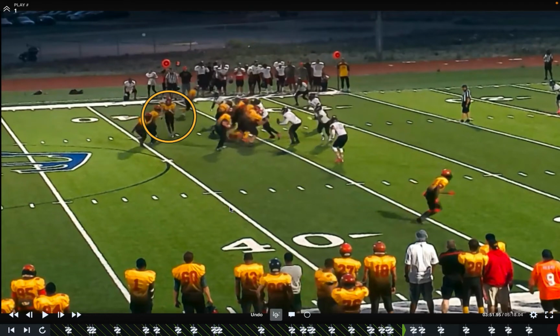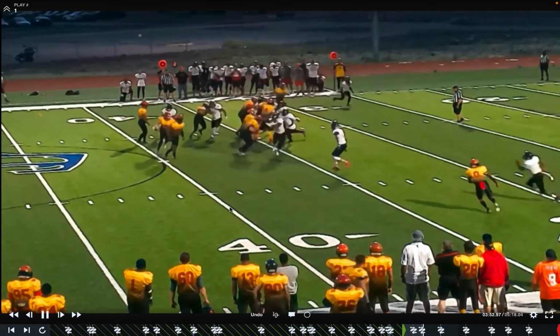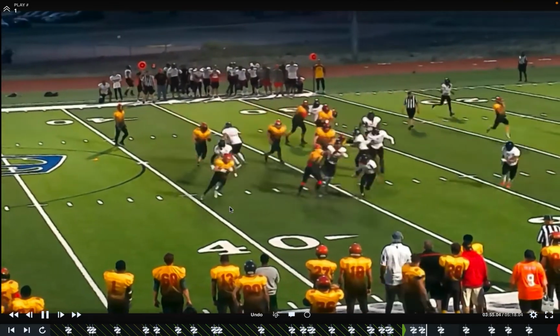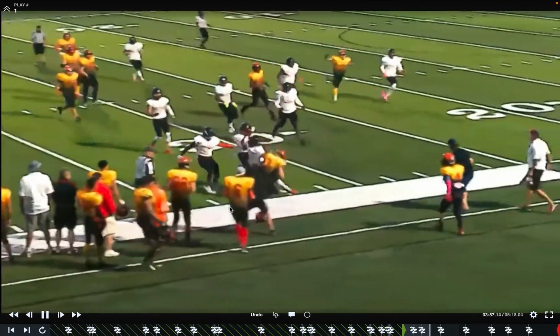In this case, again, go ahead and shut it down. Nothing good is going to happen. And here you've got that forward pass. If he drops it, it's incomplete. So just a reminder on that.